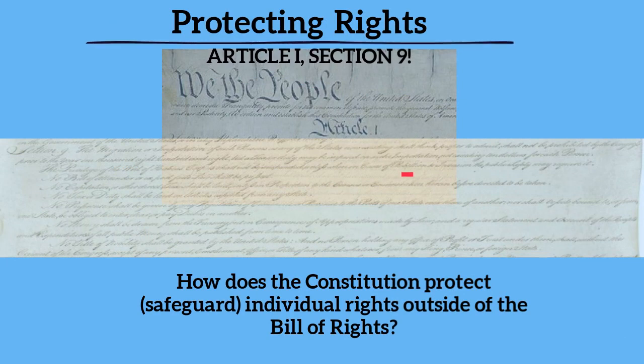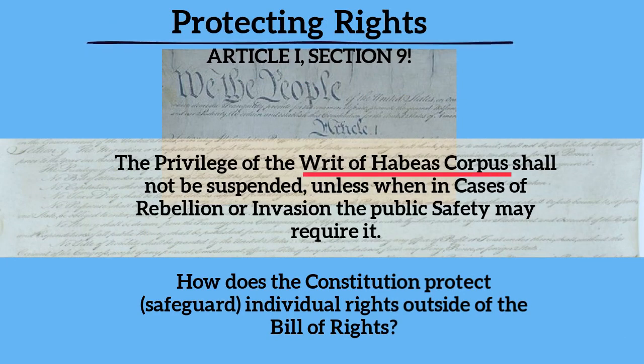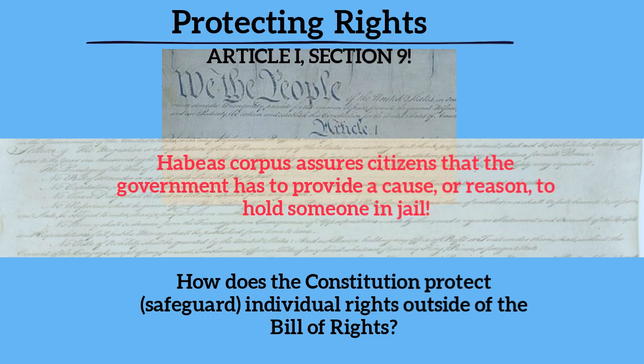So let's take a look at habeas corpus first. In Article 1, Section 9, it says that the privilege of the writ of habeas corpus shall not be suspended unless, when in cases of rebellion or invasion, the public safety may require it. So habeas corpus assures citizens that the government has to provide a cause or reason to hold someone in jail. Unless there's a rebellion, a revolution, or some issue with public safety, they can't just arrest you and put you in jail.